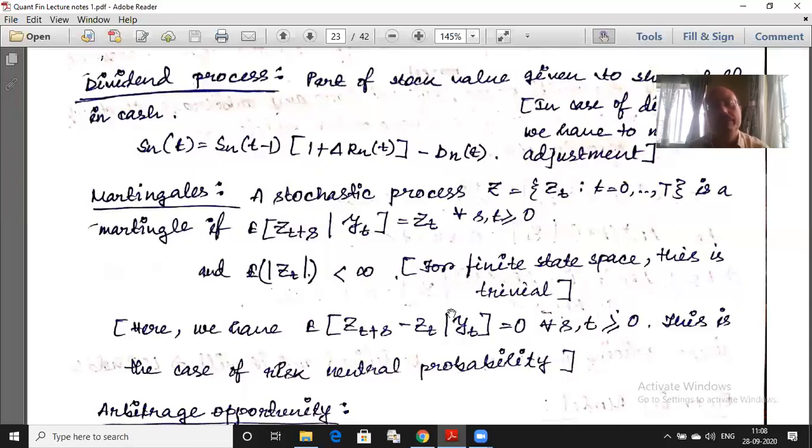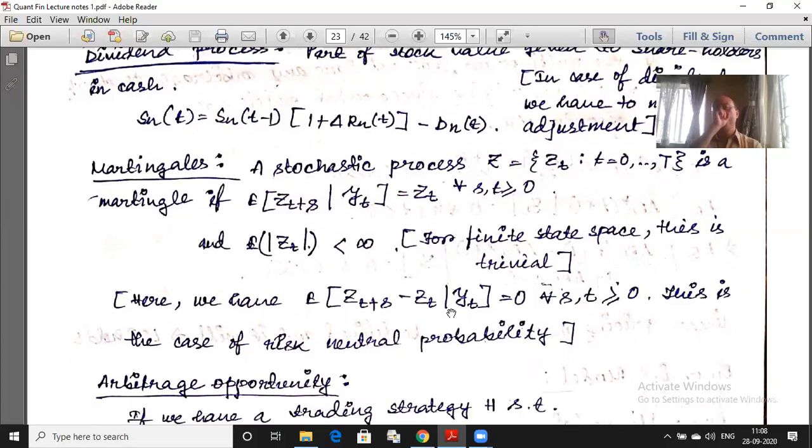So if I just write S instead of Z, talking about our stock price situation, sorry, not S, S star, then what I am saying is that Q is chosen such that the discounted stock price becomes a martingale. Is that okay? Yes, sir.